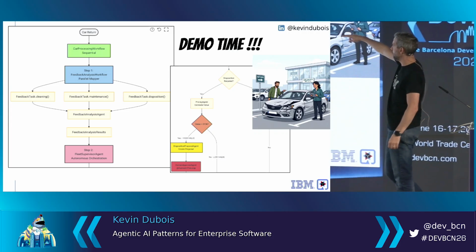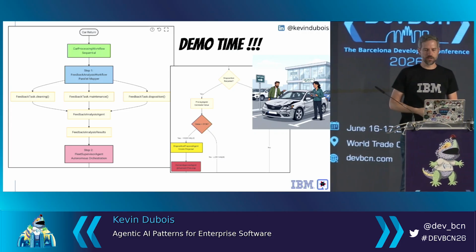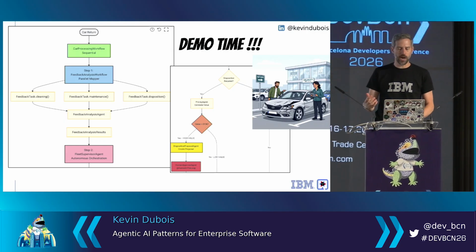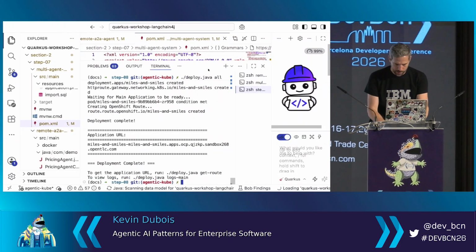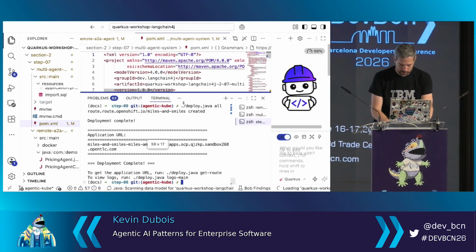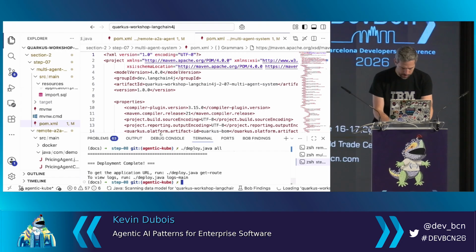And then you can see there's also a different kind of workflow for if the disposition is required: determine the price and everything and whatever more. So let's see this in action here. I'll make this a little bit smaller. Mr. IBM Bob gets to be hidden.